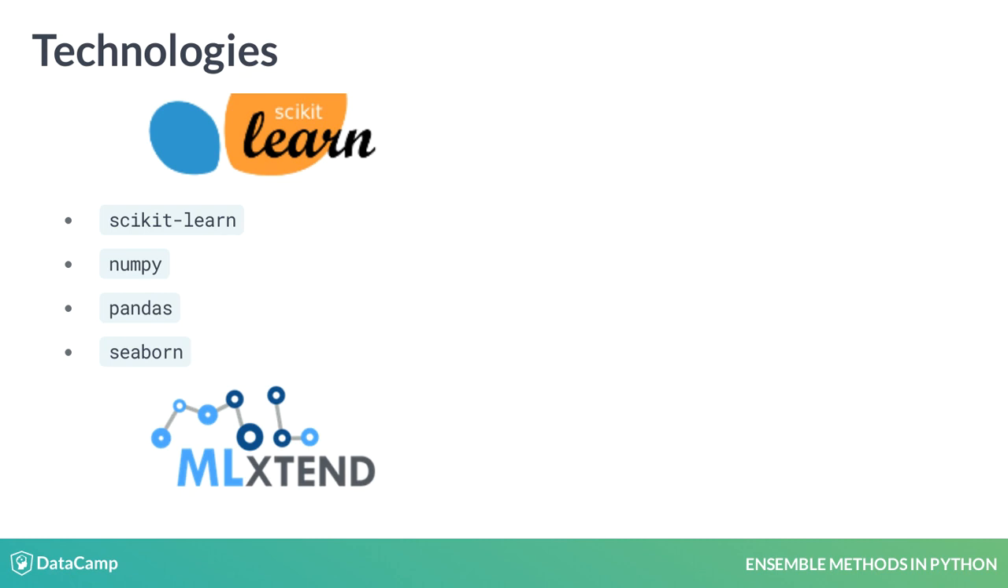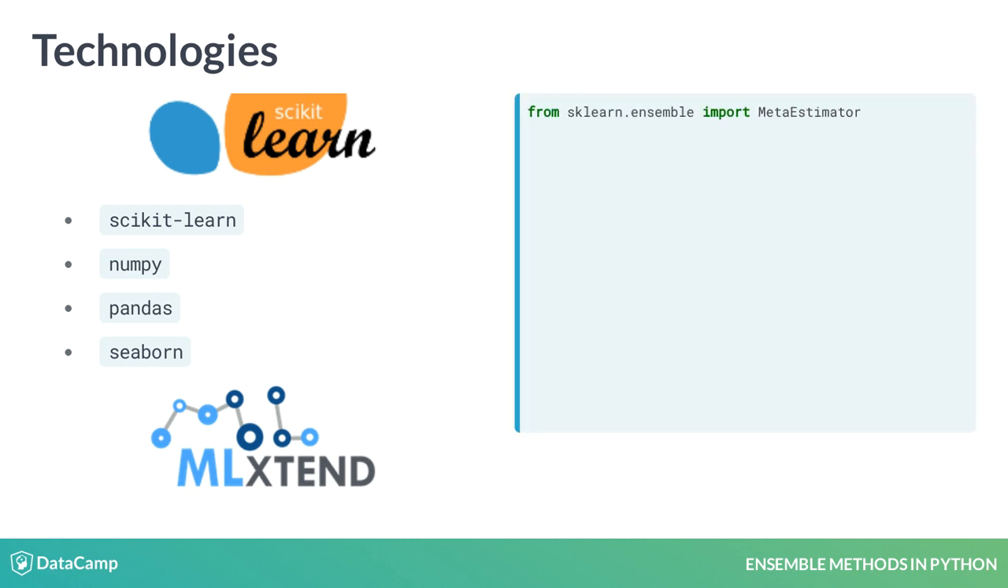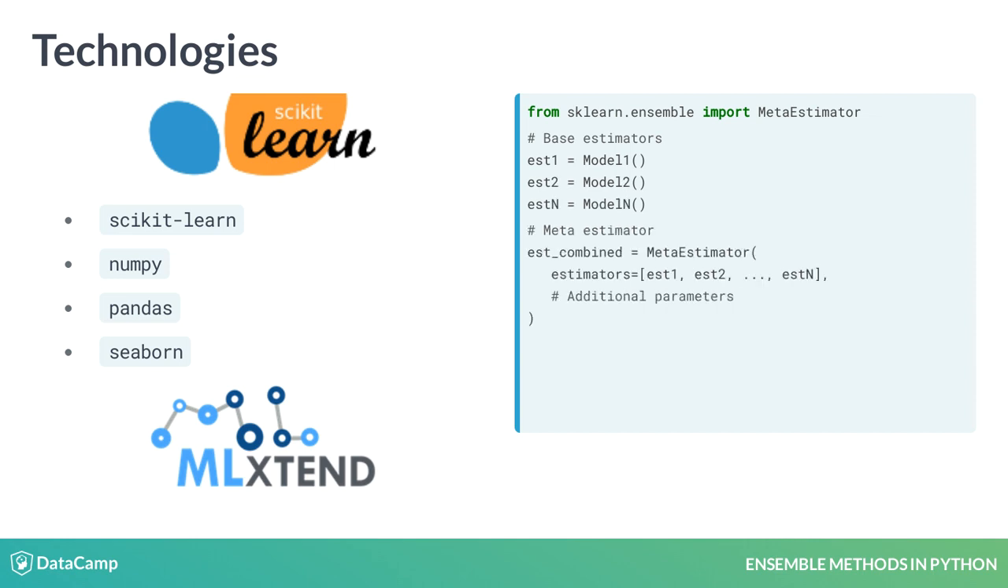As a quick preview of the code you'll learn to write, the main scikit-learn module we'll be using is sklearn.ensemble. You'll notice how we first import one of the meta estimators. Then, we'll build the individual models, also known as the base estimators, which will serve as input parameters for the combined model. Usually, the meta estimators will receive a list of estimators as one of its parameters, plus some additional parameters, which are specific to the ensemble method.